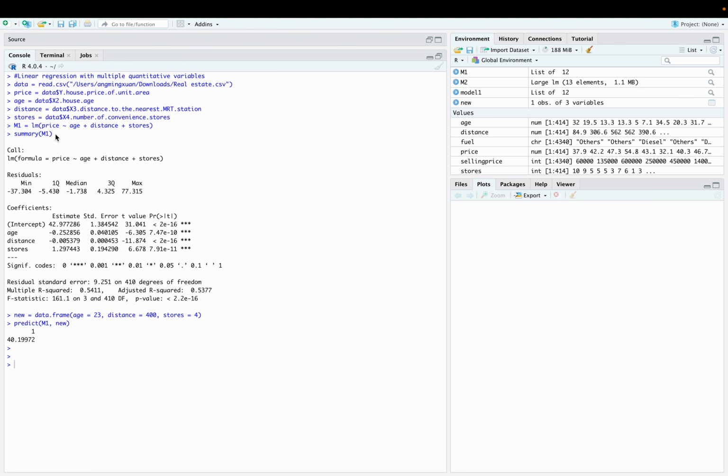After using the summary function, we see that the y-intercept is 43.0 and the different coefficients for the regressors for age, distance, and stores are negative 0.253, negative 0.005, and 1.30 respectively. This determines that the best estimated linear model between the datasets is that the price of the house equals 43.0 minus 0.253 times the age of the house minus 0.005 times the distance from the MRT plus 1.230 times the number of convenience stores nearby.